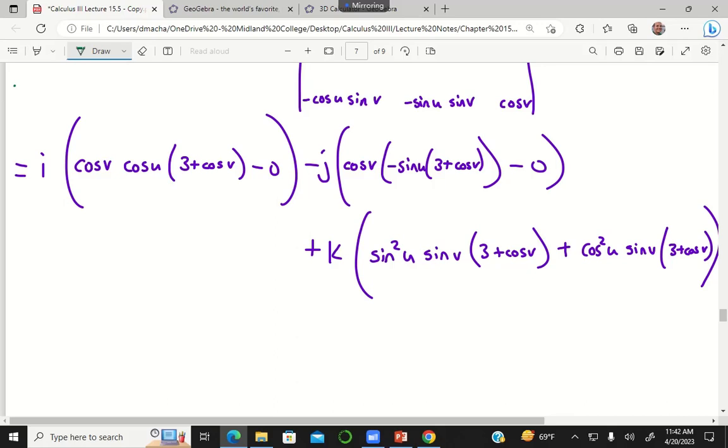I see some things that might help us though, like specifically in this last entry, in the k entry, sine squared plus cosine squared is just 1, right? So imagine what it would look like to factor out the sine v times 3 plus cosine v from both of those terms. And I would be left with sine squared u plus cosine squared u times sine v times 3 plus cosine v. And so since sine squared plus cosine squared is 1, this whole thing simplifies to just that.